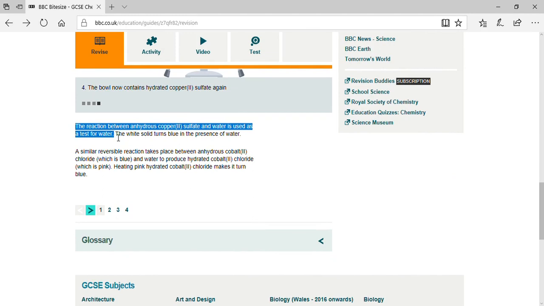Also, the reaction between anhydrous copper sulfate and water is used for the testing of water, okay? The white solid turns blue in the presence of water, okay?